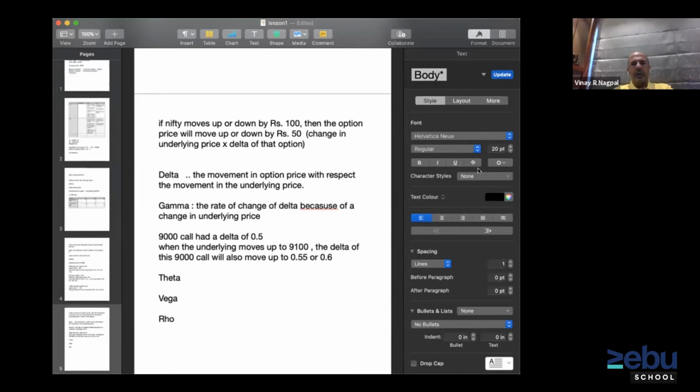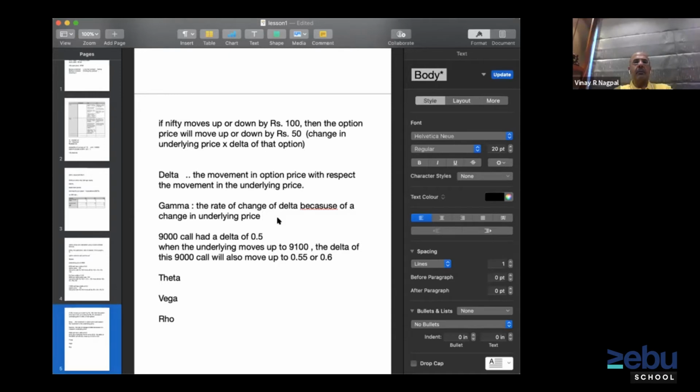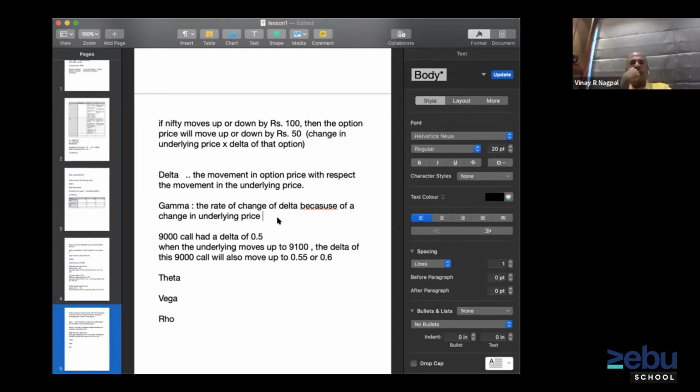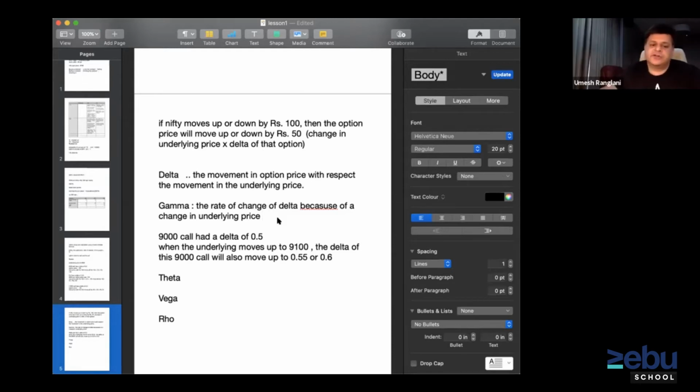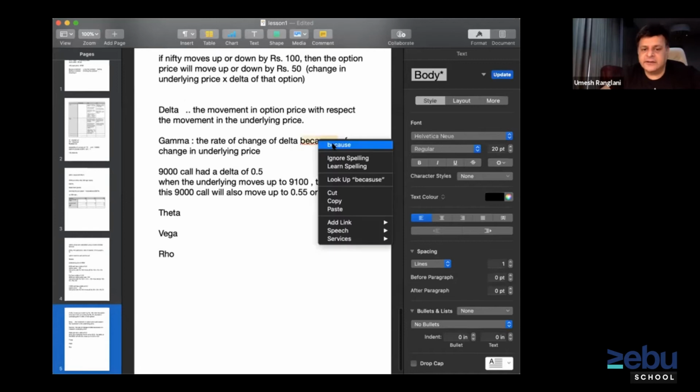Okay. So now we have determined that there is something called delta in options, and it also keeps moving as the spot moves. This is established. The rate at which the delta moves is called gamma. Okay. The acceleration, the rate of change. So let's say the rate of change of delta because of the change in underlying.